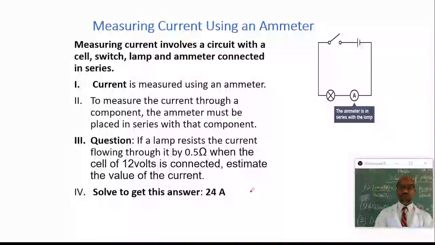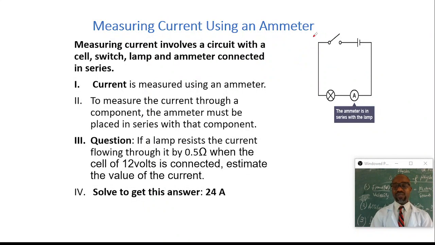The topic we are going to consider today is measuring current using an ammeter. An interesting topic in physics, and it's very simple if you understand the concepts involved. So what we're going to do is very simple. First of all, look at this.